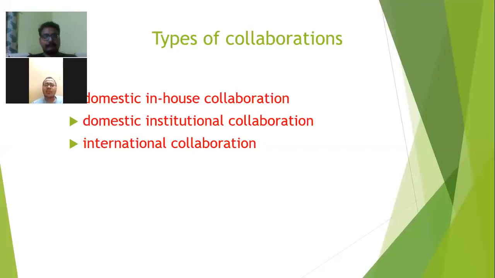That's why they collaborate with other faculty members of that department, who are also working more or less in that area, and they can use their instruments and share their knowledge. That is also called domestic in-house collaboration. It is very vital, particularly for experimental research, because you won't find all the equipment under a particular researcher or faculty member.